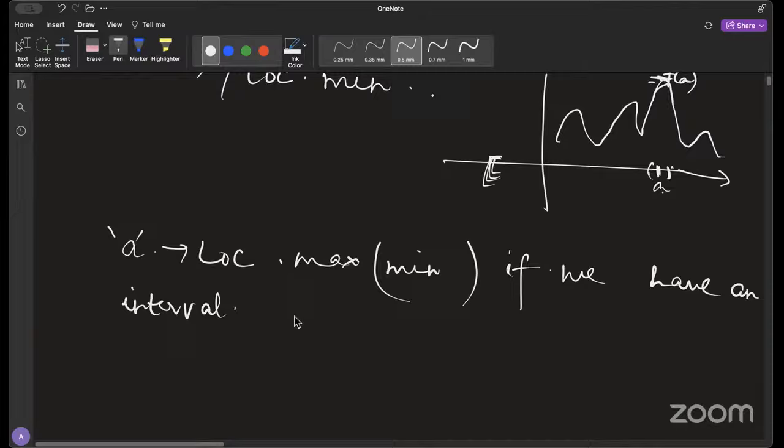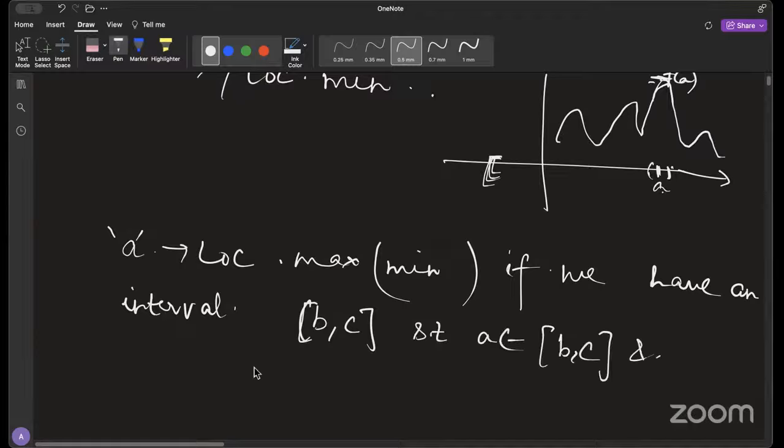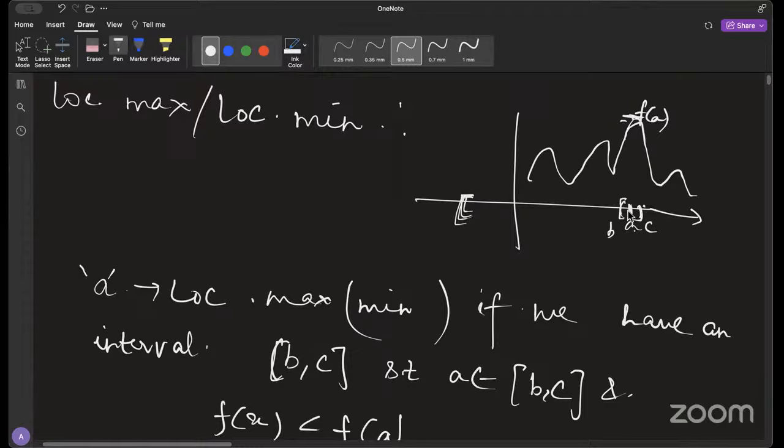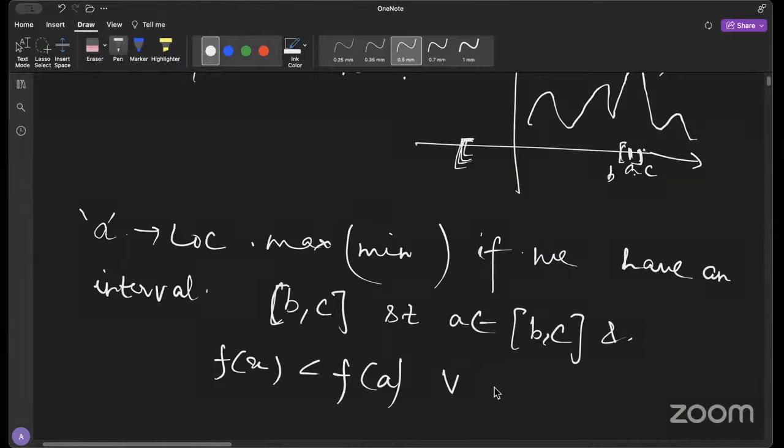So if we have an interval, let's call it BC, such that A is in this interval and f(x) is less than f(A). That's how we define it, right? This is what we saw graphically, that we need an interval around A. Let's call that interval BC. The function's value at every point in this interval should be less than f(A). So f(x) should be less than f(A) for all x belonging to this interval BC, right?